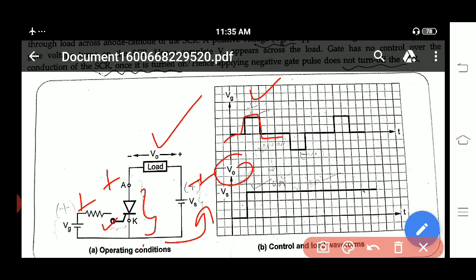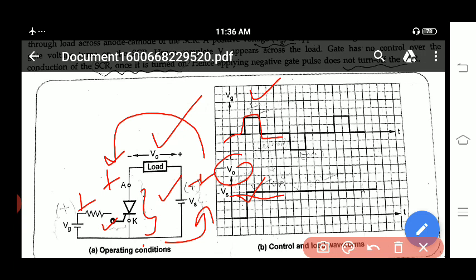So when you apply this VG, this SCR turns on. Whenever the SCR turns on, current starts to flow from the anode terminal to the cathode terminal. Whatever supply voltage you have given, that same supply voltage will flow through this load. So you will get V0 approximately equal to Vs.